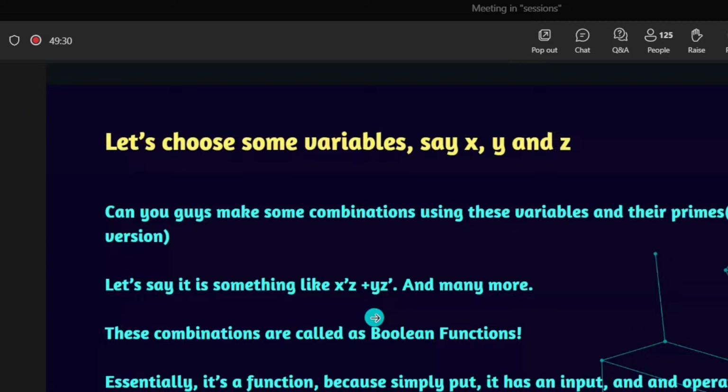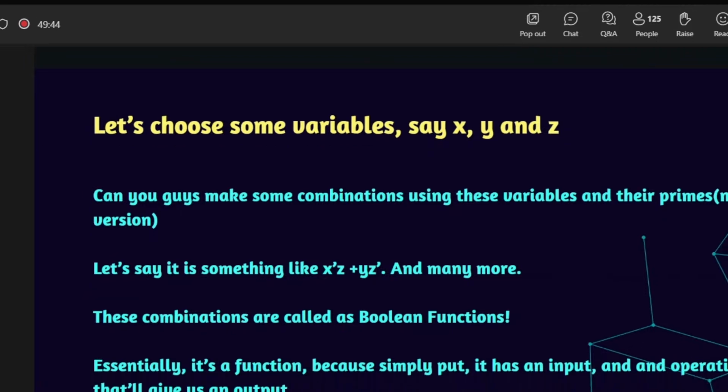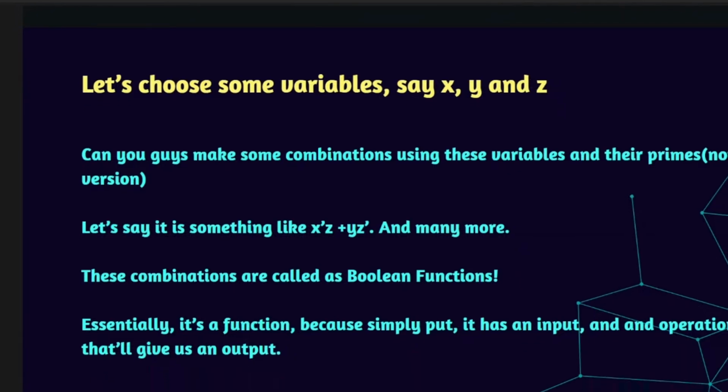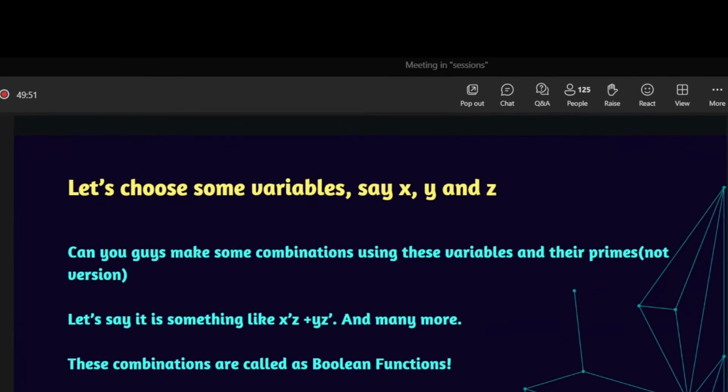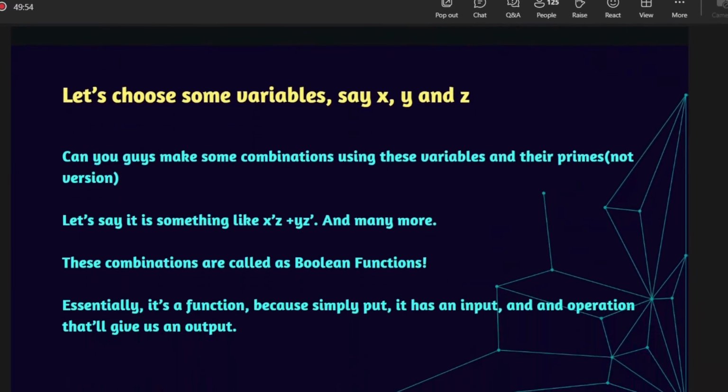Now these combinations are called Boolean functions. So whatever you see in the Q&A section, they are all called Boolean functions. Why a function? Because it has an input and it has an output, and that output is determined by the operation that we do on the input, which is exactly what happens in the mathematical functions that we have studied in schools. So we have an input, an output, and an operation that determines how the output is going to be. That's why this is a Boolean function.